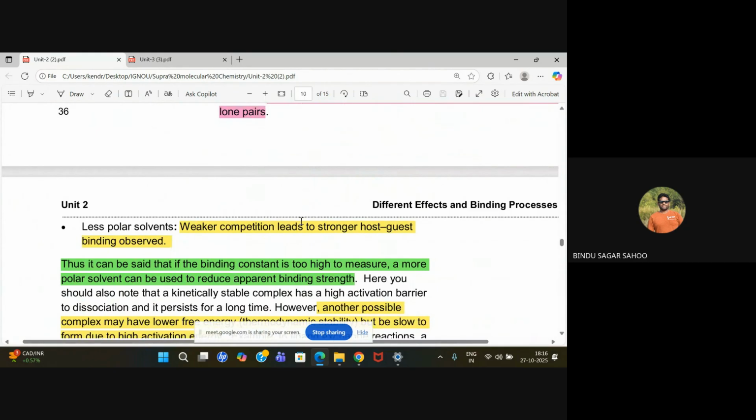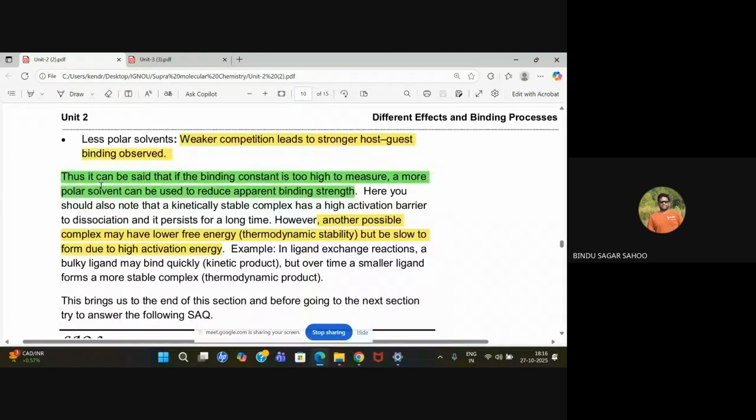So we can conclude with the sentence written at the end of the slide. You can see here: thus, it can be said that if the binding constant is too high to measure, a more polar solvent can be used to reduce the apparent binding strength.